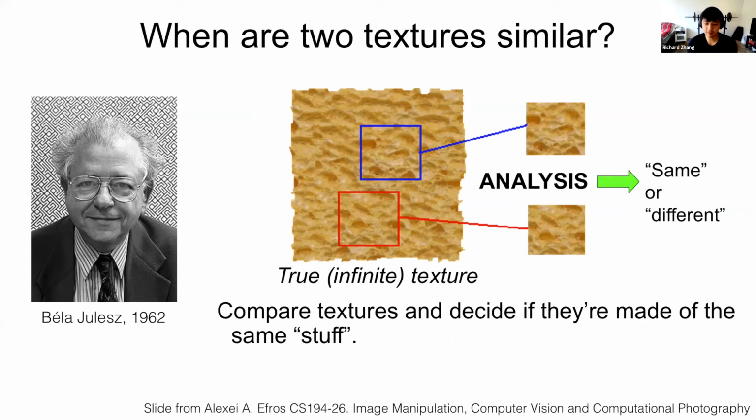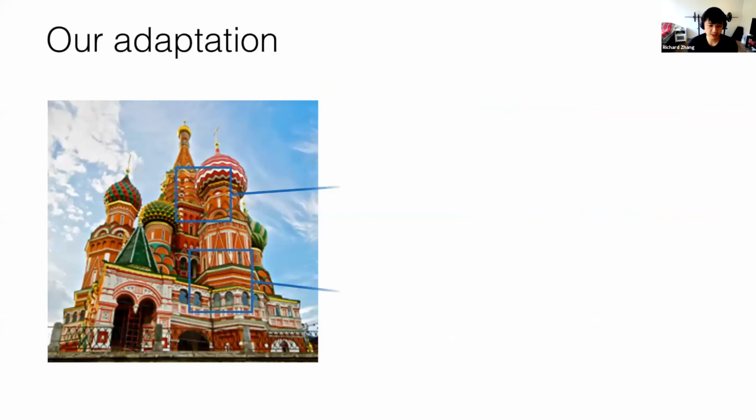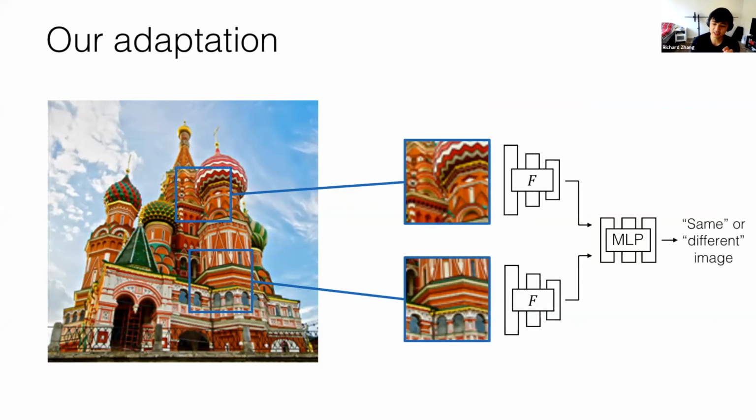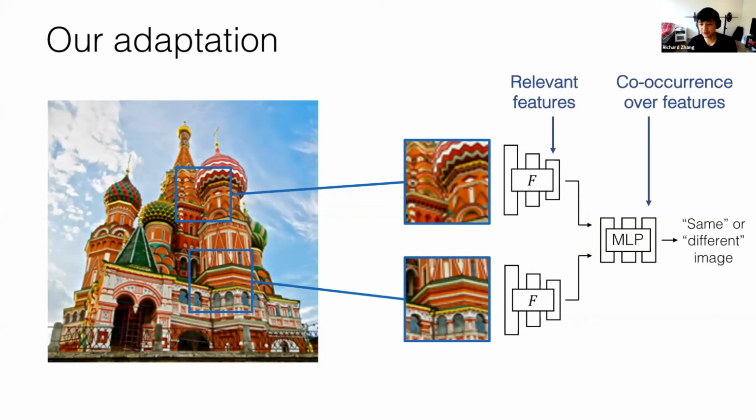But we're inspired by this approach, and it turns out we can use some modern tools to find those statistics for us. Given an image, we can take two random patches, and use a ConvNet to extract the relevant statistics in the front end, and an MLP that takes the patch statistics and asks, are they from the same or different image? You can think of the front end as finding the relevant features for this task, and the back end as building a co-occurrence model over whatever features are relevant for determining patch co-occurrences.